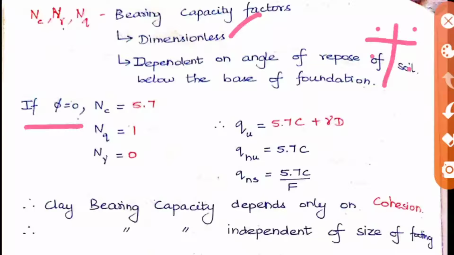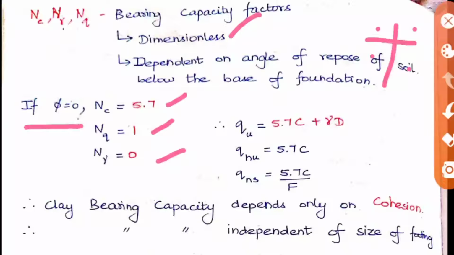So when is phi equal to 0 in clays? When phi is equal to 0, it is called a pure clay. At that time Nc will be equal to 5.7, Nq will be equal to 1 and N gamma will be equal to 0. So now you take the formula of the strip footing.